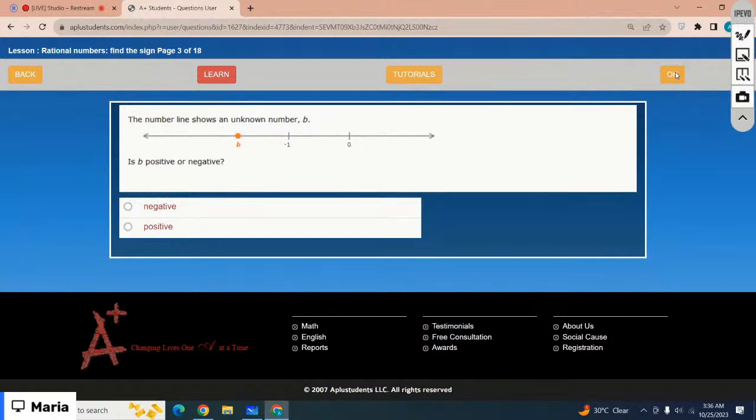Okay, the number line shows an unknown number b. Is b positive or negative? Which is the correct option? B is on the left hand side of the 0, right? That means b is a negative number. The simple thing is, if the number is on the right hand side of the 0, it is positive. If it is on the left hand side of the 0, it would be negative. So b is on the left hand side of the 0, so it is negative.